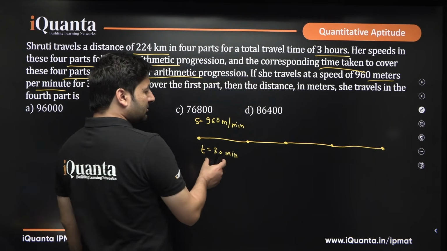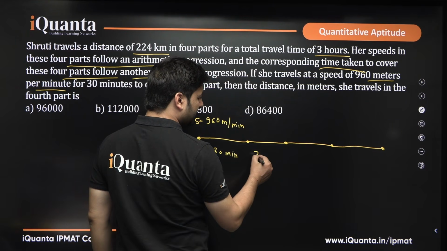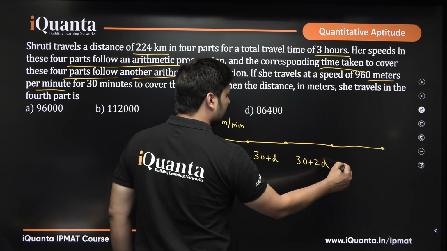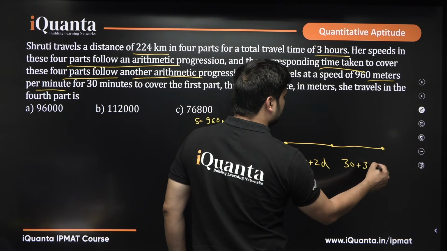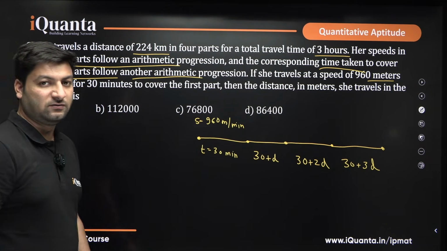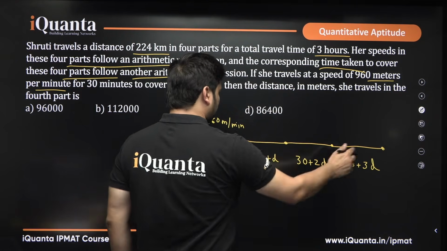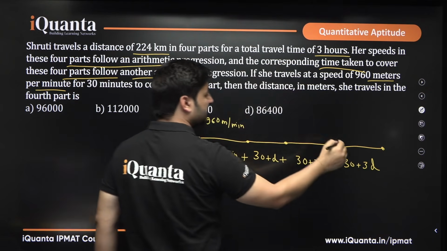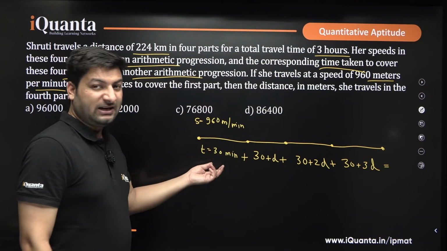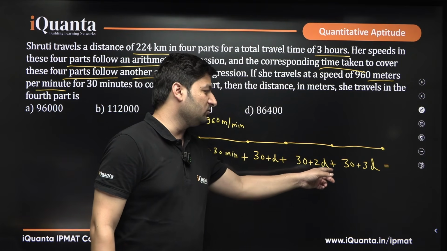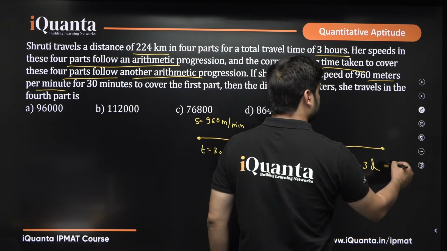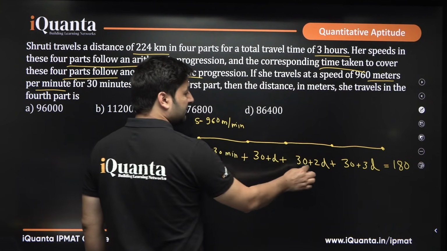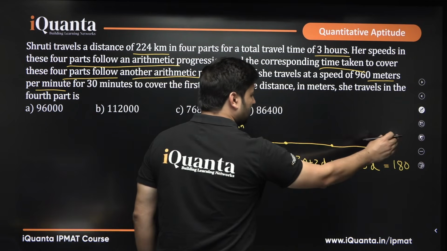3 hours, 30 minutes is the time here. Can I say that 30 plus D time will be taken here, 30 plus 2D time will be taken here and finally 30 plus 3D time will be taken here, times for these 4 parts are in AP. The total time, if you add all of these times, it should add up to the total time taken during the journey, that is 3 hours. But because this time is in minutes, 30 minutes, 30 plus D minutes, 30 plus 2D minutes, 30 plus 3D minutes, we will convert 3 hours into minutes, 3 hours is equal to 180 minutes, right. Now, if you solve this 30, 30, 30, that means 90, 90 goes there, what do we get?